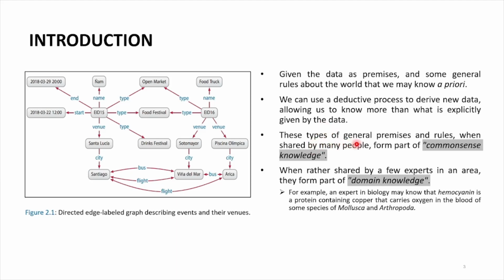These types of general premises and rules, when shared by many people, form part of common sense knowledge. When rather shared by a few experts in an area, they form part of domain knowledge. For example, an expert in biology may know that hemocyanin is a protein containing copper that carries oxygen in the blood of some species of mollusca and arthropoda.